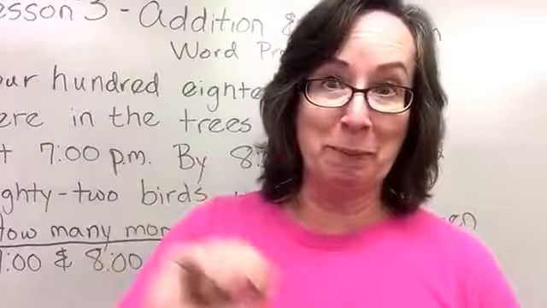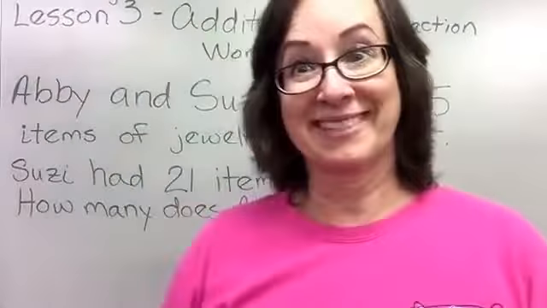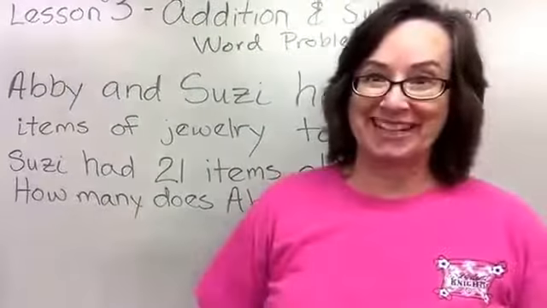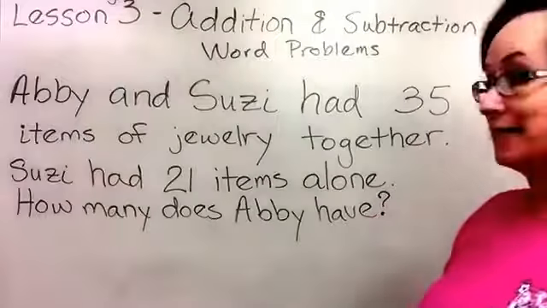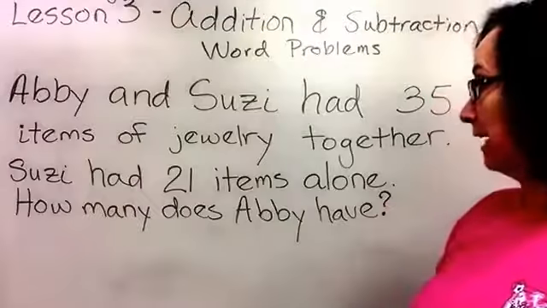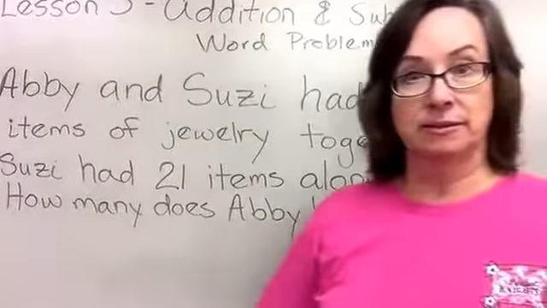I'll be here with one more problem, and that will be the end of this section. All right, here's the last problem for this lesson. Abby and Susie had 35 items of jewelry together. Susie had 21 items alone. How many does Abby have?